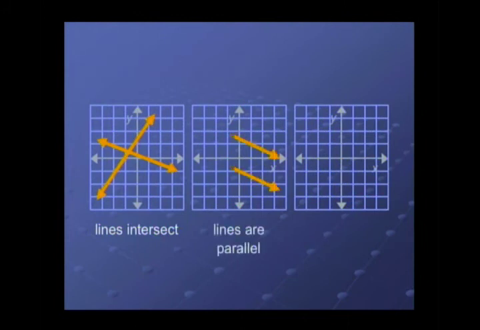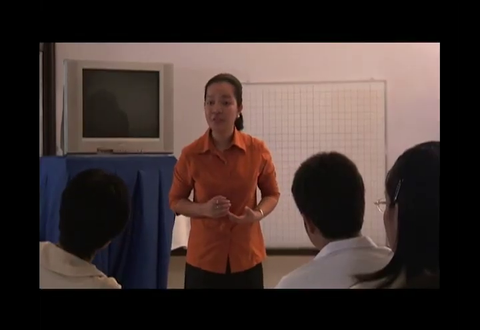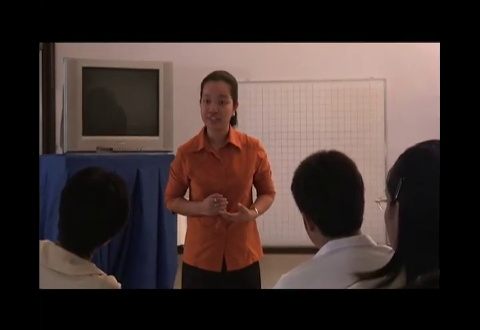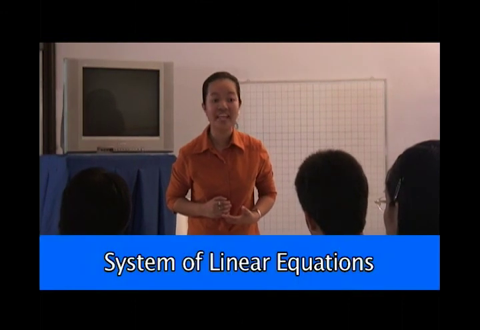You got it! So, given any 2 lines on the coordinate plane, only one of 3 things can happen. First, they can intersect. Second, they won't, since they're parallel. Third, they coincide, meaning they lie on top of one another. Now class, when we consider 2 or more linear equations together, we have what we call a system of linear equations.